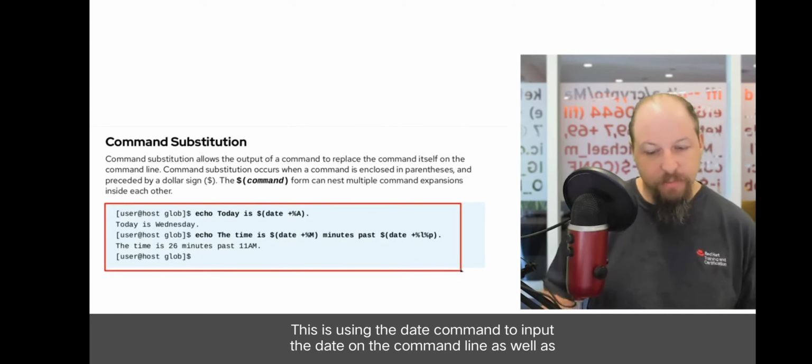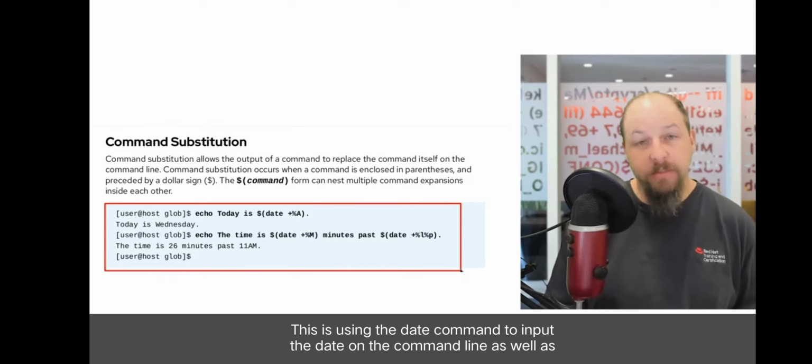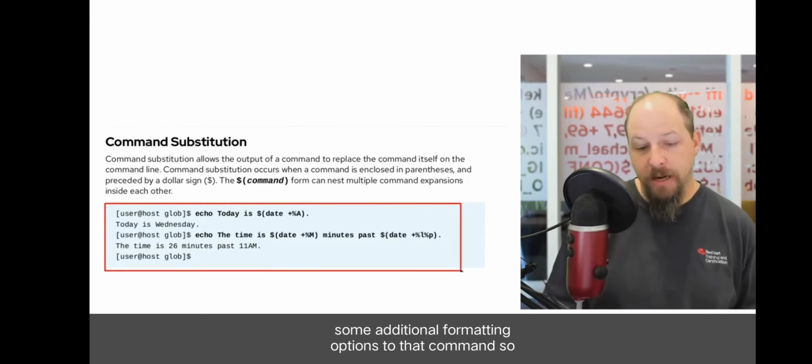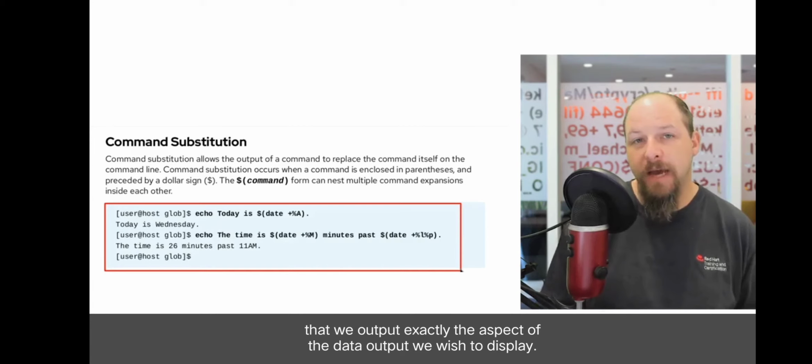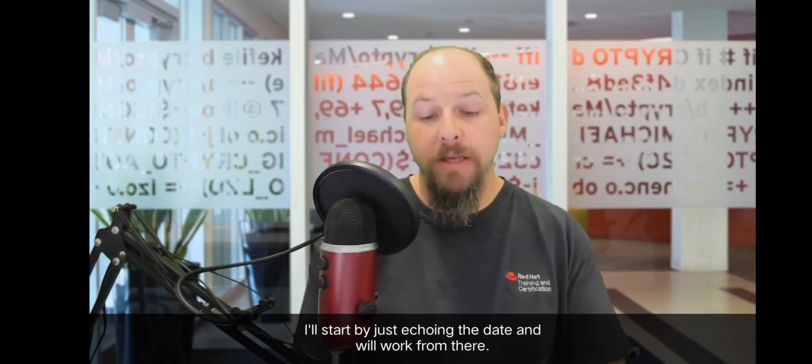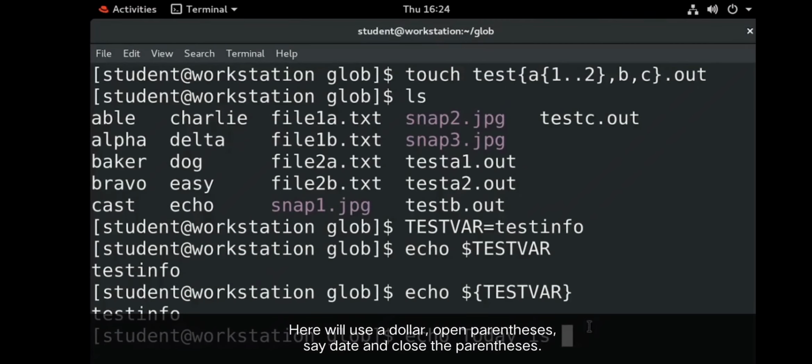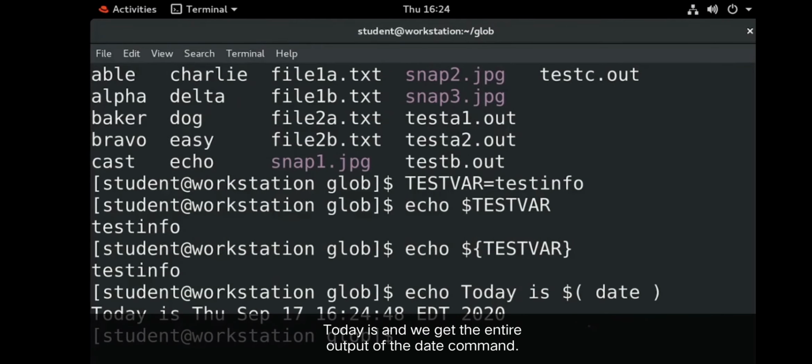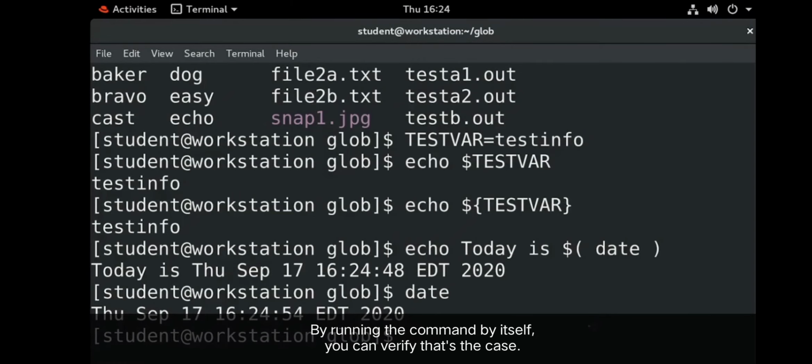This is using the date command to input the date on the command line, as well as some additional formatting options to that command so that we output exactly the aspect of the date output we wish to display. I'll start by just echoing the date, and we'll work from there. Here we'll use a $, open a parenthesis, say date, and close the parenthesis. Today is, and we get the entire output of the date command. By running the command by itself, you can verify that's the case.